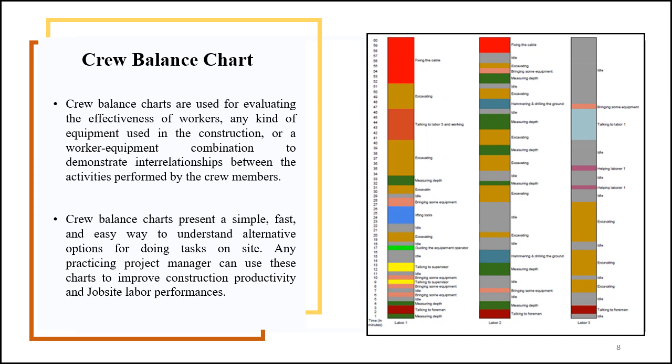First, I'm going to give a brief explanation of what a crew balance chart is. Crew balance charts are used for evaluating the effectiveness of workers, any kind of equipment used in the construction, or a worker-equipment combination to demonstrate interrelationships between the activities performed by the crew members. Crew balance charts present a simple, fast, and easy way to understand alternative options for doing tasks on site. Any practicing project manager can use these charts to improve construction productivity and job site labor performance.